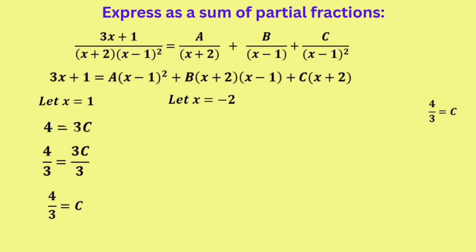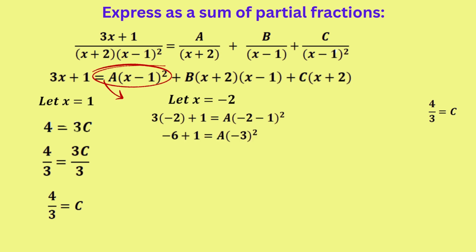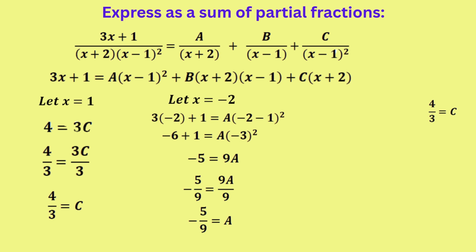Now let's substitute x equal minus 2. On the left, we will have 3 times minus 2 plus 1, which simplifies to minus 5. On the right, the second and the last brackets will both have minus 2 plus 2, which is 0. So b and c will disappear, leaving us with only a times minus 2 minus 1 all squared, which is minus 3 all squared, which is 9. To solve for a, we divide both sides by 9. So a is equal to -5/9.